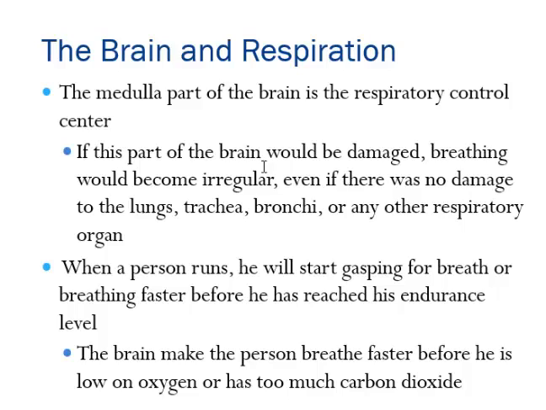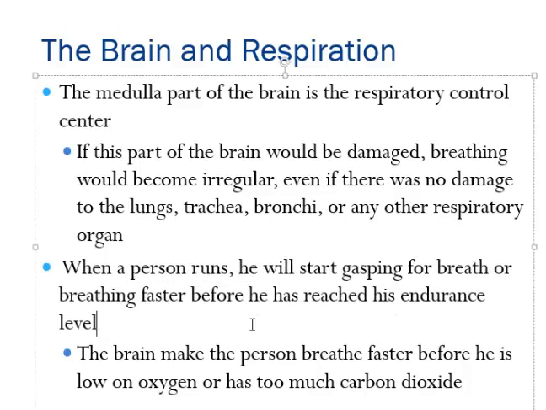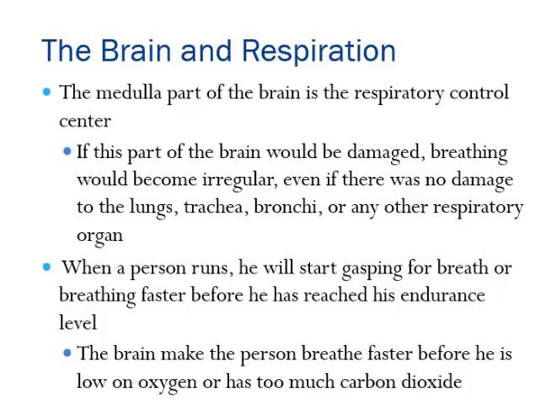So, if the brain becomes damaged, that could cause irregular breathing. Even though the lungs are fine and the heart is fine, trachea is fine, bronchi is fine, bronchial tubes are fine, everything is fine, brain damage could cause irregular breathing, because the brain is the thing that tells the diaphragm muscles when to contract and when to expand, and if the breathing is not done properly, then it could mess up the system, even if all the parts themselves are okay. And as we discussed before, when a person runs, you'll start gasping for breath or breathing faster because you've reached your endurance level and the body needs more oxygen. The body's essentially saying, get us more oxygen, and get rid of carbon dioxide. Remember, when you run, you respirate faster. When you respirate faster, you produce more carbon dioxide and you use up more oxygen.